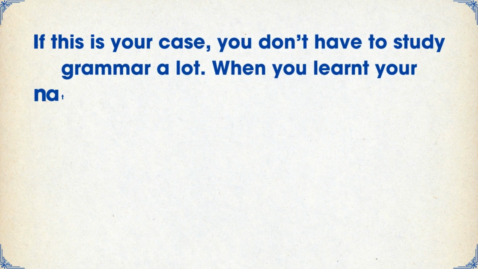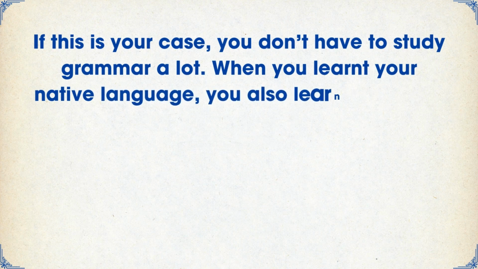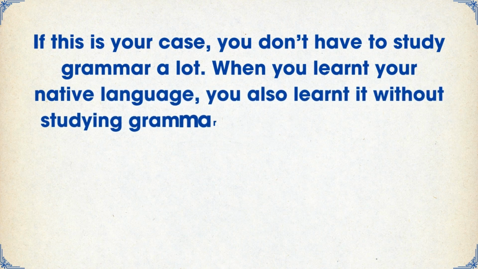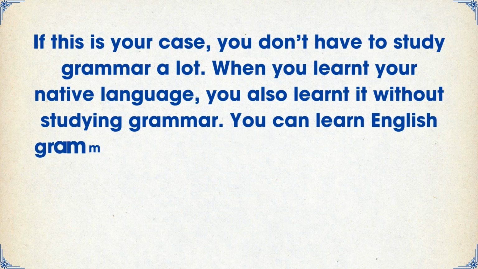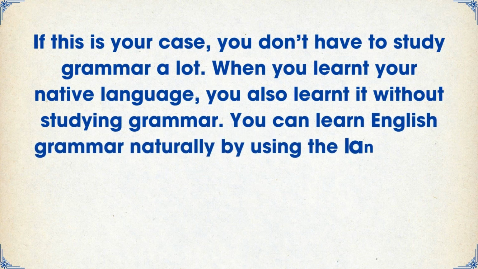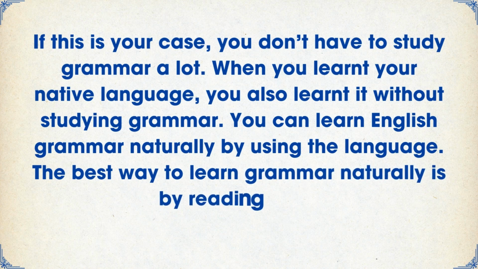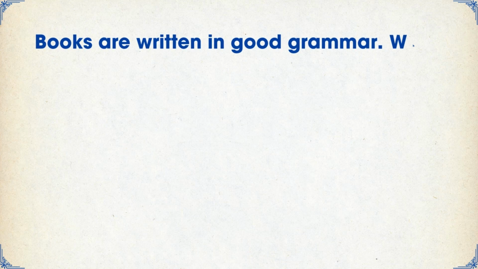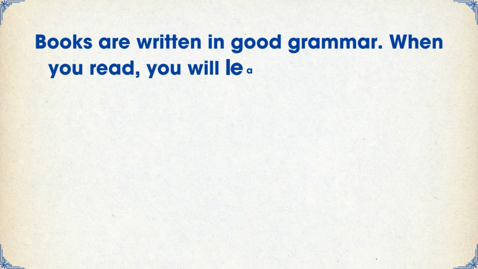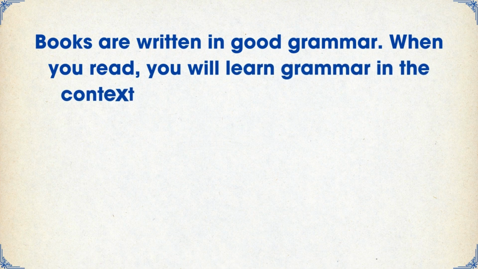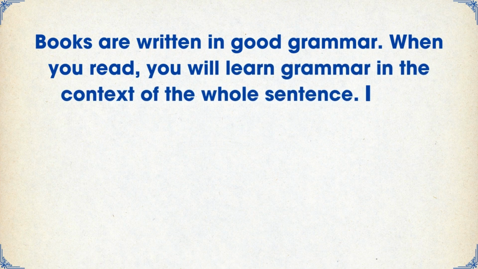When you learnt your native language, you also learnt it without studying grammar. You can learn English grammar naturally by using the language. The best way to learn grammar naturally is by reading a lot. Books are written in good grammar. When you read, you will learn grammar in the context of the whole sentence.